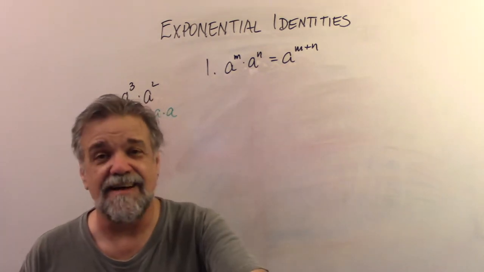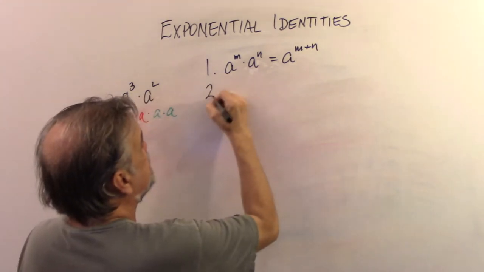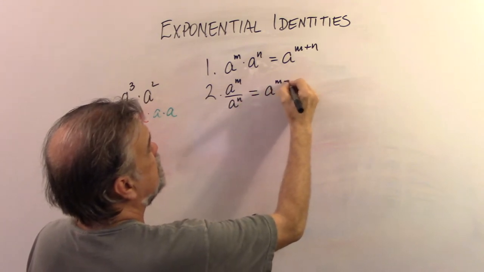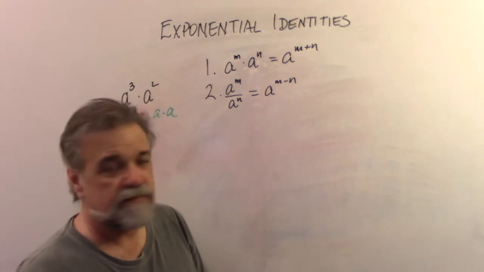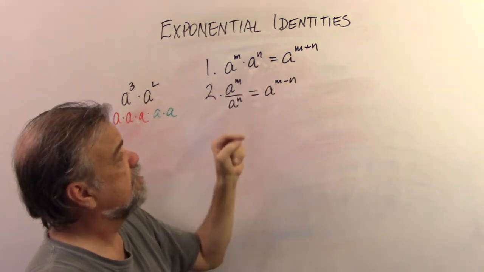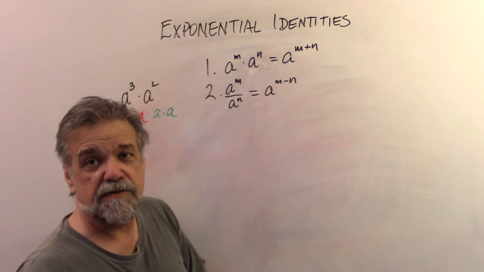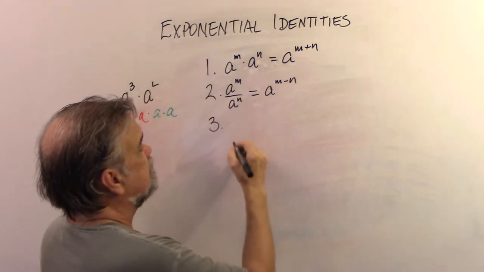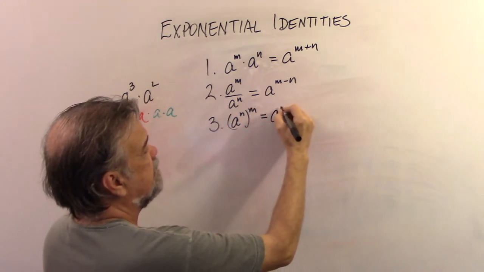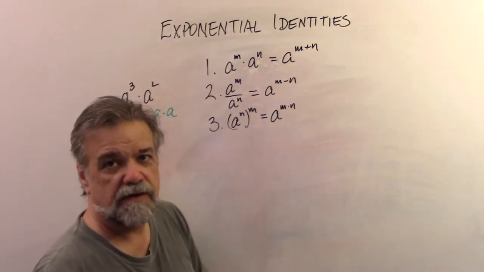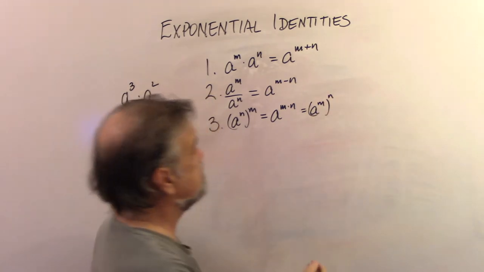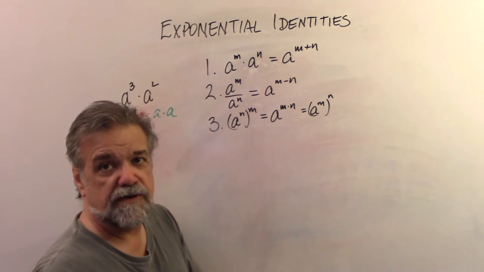And once you get that down, it's not a big leap to see that a to the m divided by a to the n equals a to the m minus n. Basically, just do this divided by this and you'll get that, and that pretty much proves identity number two. Identity number three, a to the n to the m power equals a to the m times n, which also equals a to the m to the n power. So basically, the order of your exponents doesn't matter right there.